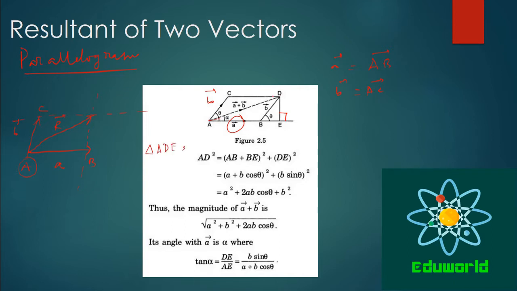The triangle ADE is a right angle triangle, because the angle DEA is 90 degrees. So the hypotenuse is AD, so AD square will be AE square, which is (AB plus BE) square, plus DE square. Now we know that AB is what? AB is A. Now we will have to get what is BE and what will be DE.